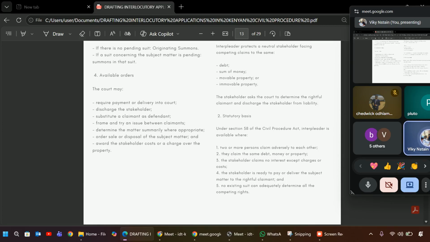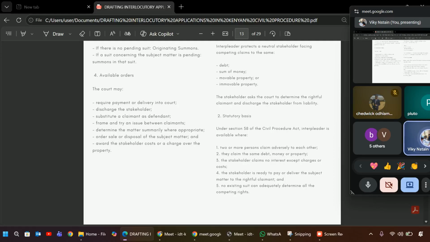Now, these are the scenarios where interpleader will arise. Where two or more persons claim adversely to each other the same debt, money, or property, the stakeholder claims no interest except charges or costs, the stakeholder is ready to pay or deliver the subject matter to the rightful claimant, and no existing suit can adequately determine all the competing rights.